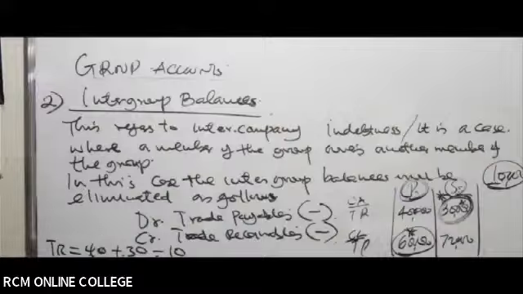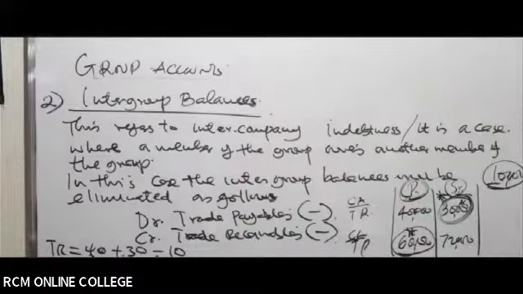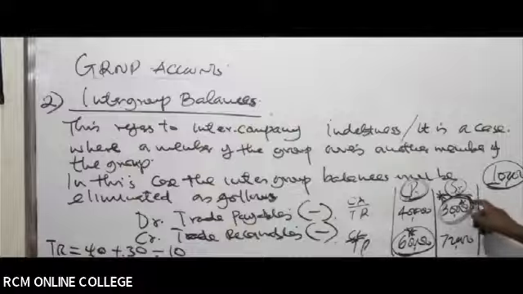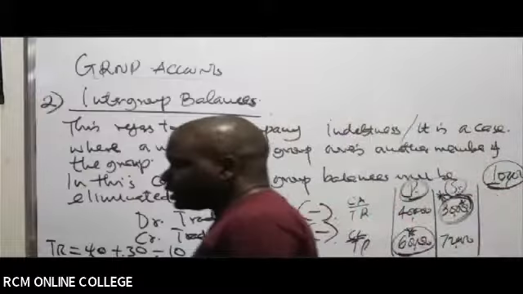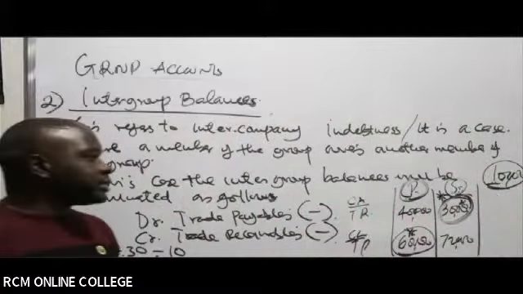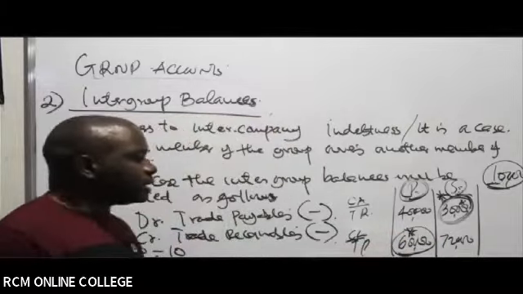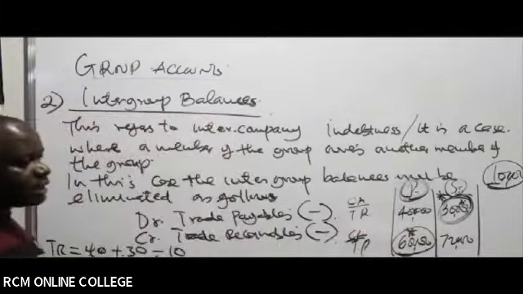Sometimes something else can happen. It can be that this guy is still owing this one 10,000, and they have accounted for it in the trade receivables. But maybe this guy has already sent a check to reduce his payables, and it has not actually been received at the other end. We call it cash in transit.